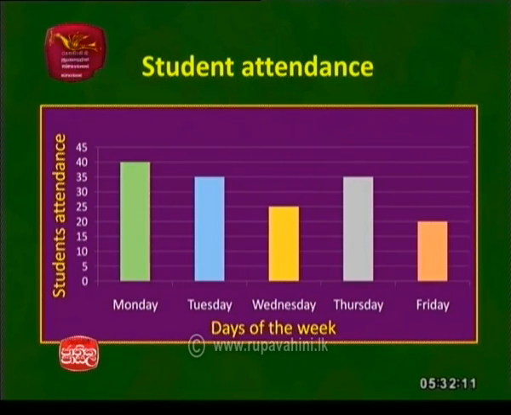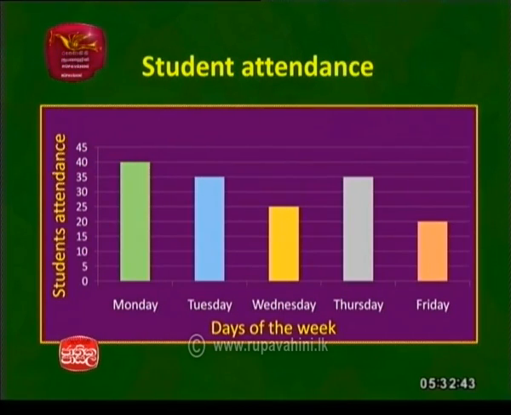Now here Monday, how many students? 40 students. So most of the students come on the first day, normally. And then the second day, Tuesday, a little bit less, but it's equal to Thursday. Equal number of students. And then Wednesday, again there's a drop, it's 25. When you compare to the first one, it is less, and to the second one, it is less.